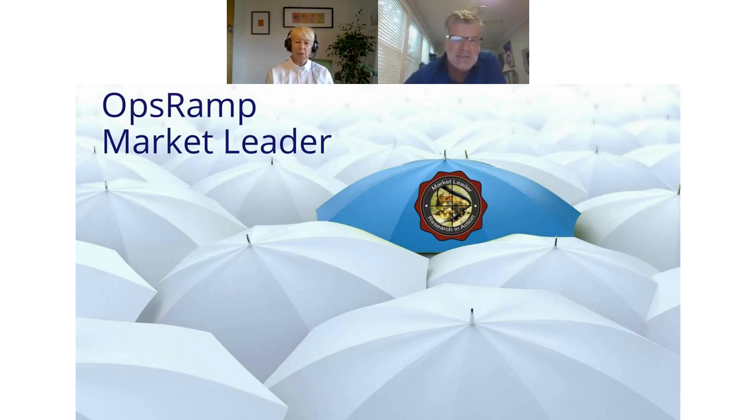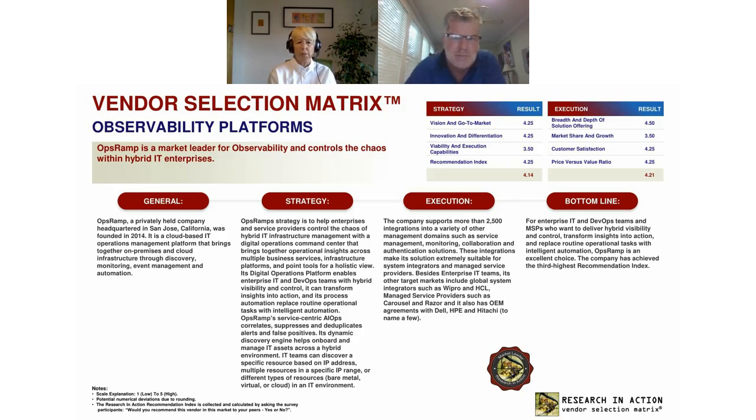Yeah, absolutely. I'm actually proud of this slide. I'm normally not a big graphics person, but I thought that market leader medal on that umbrella is quite telling. There were quite a few vendors in the list, and OpsRamp certainly made the market leader in both observability and control. Here the title is Controls to Chaos within Hybrid IT Enterprises. On the top right, you can see the score. You got some great scores on the recommendation index, so your reputation is great.